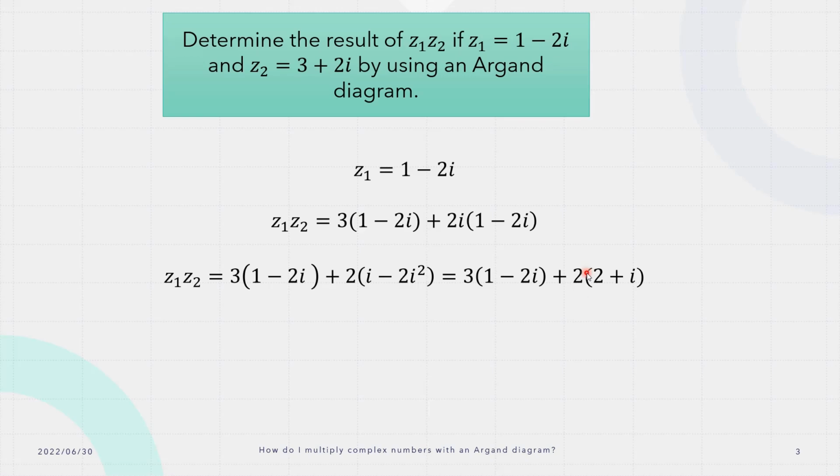Let us determine the result after the solution is completed. We get 7 minus 4i. Let us look at this on an Argand diagram.